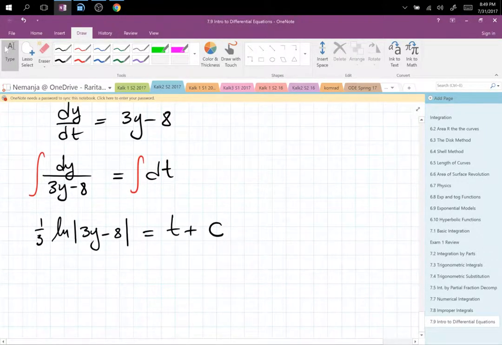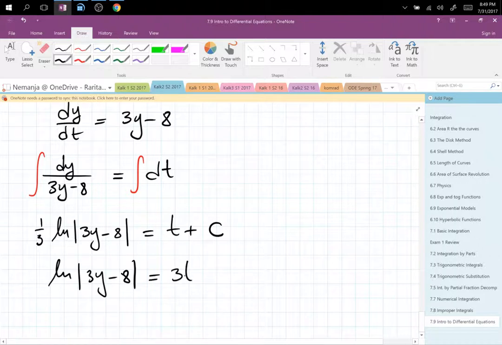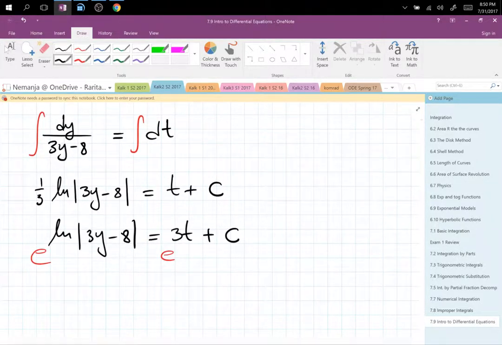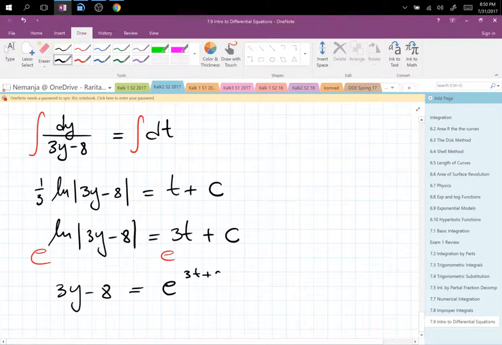We are going to multiply both sides by 3 to get ln alone. And I'm going to have 3t. Observe that I'm not writing 3c, because c is the constant that absorbs the times 3. So there's no need to write 3c. We can just write c. So now we are going to e both sides, and that will free 3y minus 8. On the other side, we are going to have e to the 3t plus c.